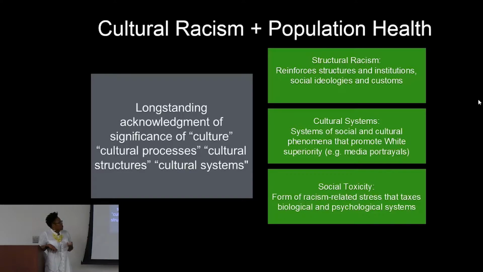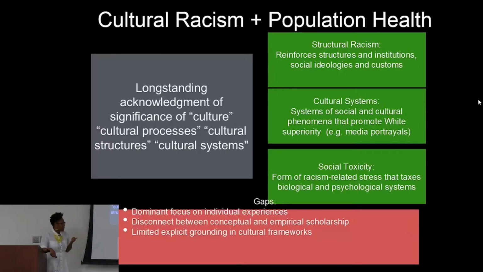It's been talked about in terms of systems of social and cultural phenomena that promote white supremacy, such as in the form of media portrayals. It's also been talked about as a form of social toxicity, so just exposure to these sorts of things as a source of psychosocial stress and the implications for biological and psychological systems. And so this work has been naming culture in the context of racism for a while as well.